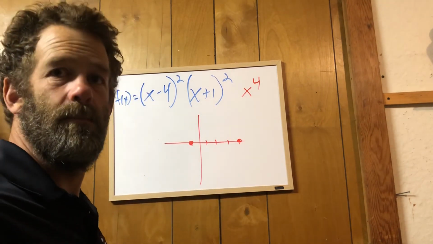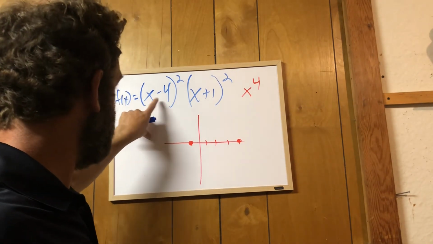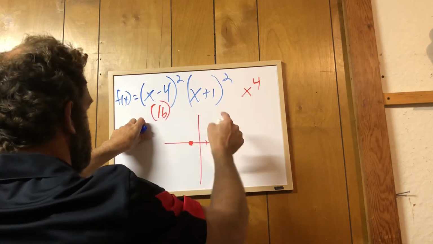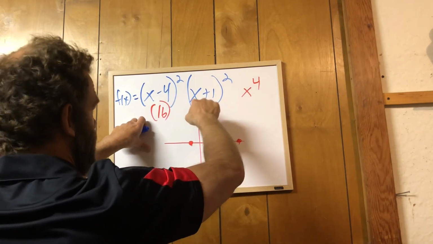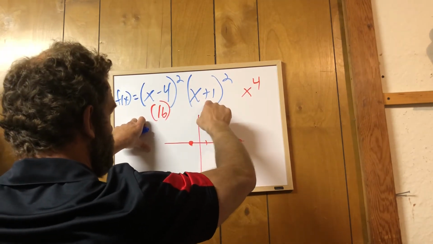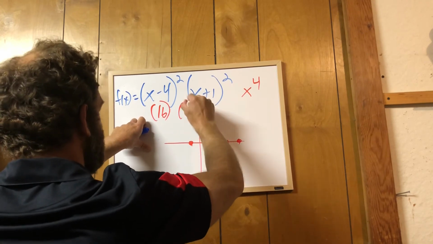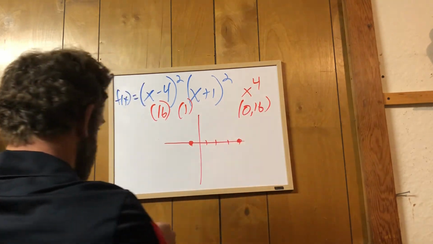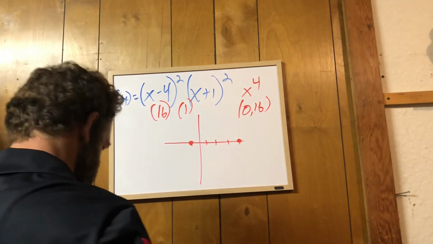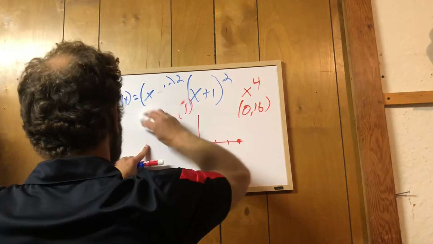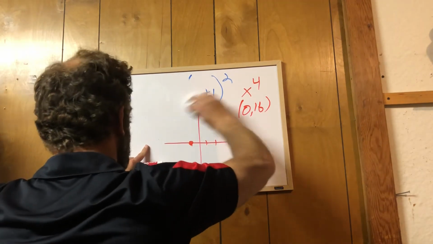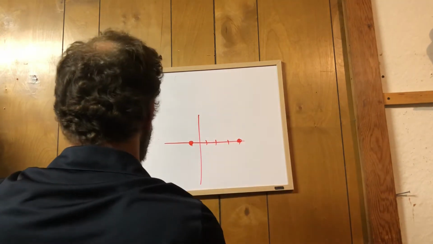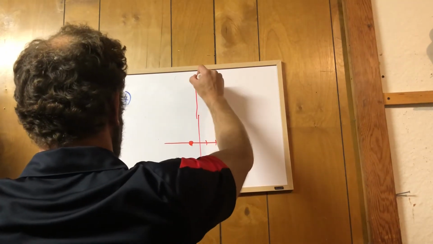What's my y-intercept? Well, plug a 0 in. 0 minus 4 is -4. Squared, 16. Then 0 plus 1 is 1. 1 squared is 1. 16 times 1 is 16. All right. Now my y-intercept is at positive 16. Let's say it's way up here, positive 16.